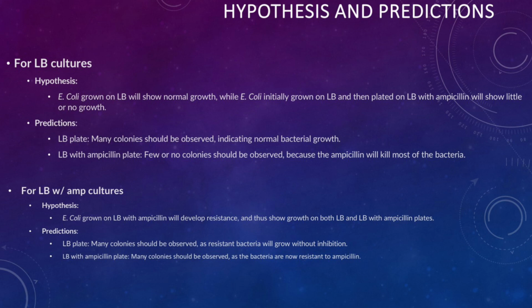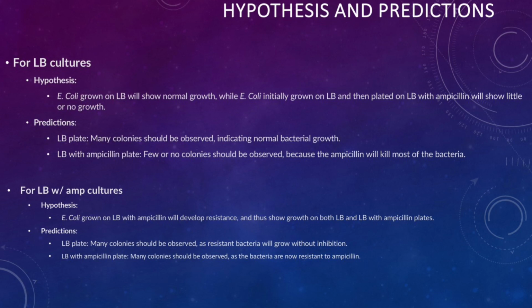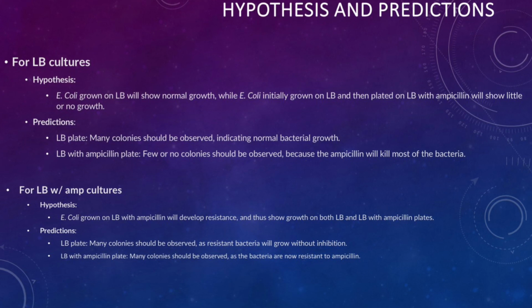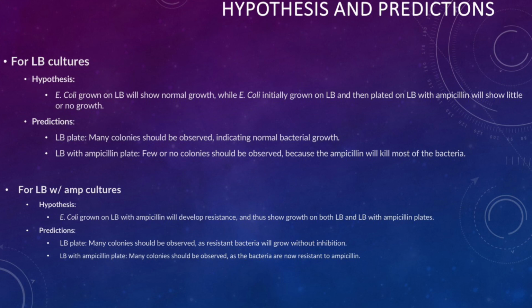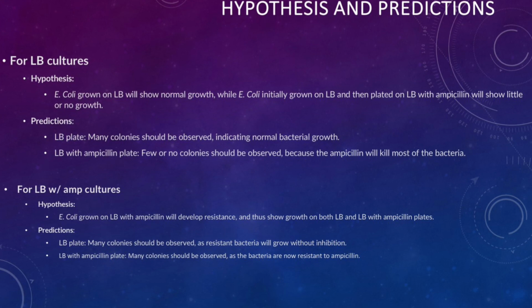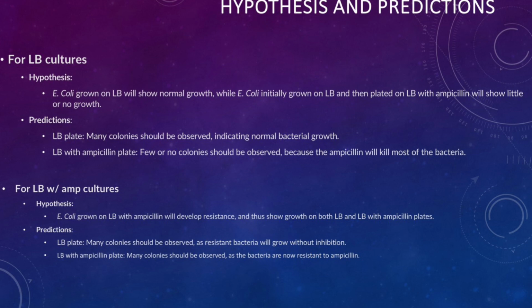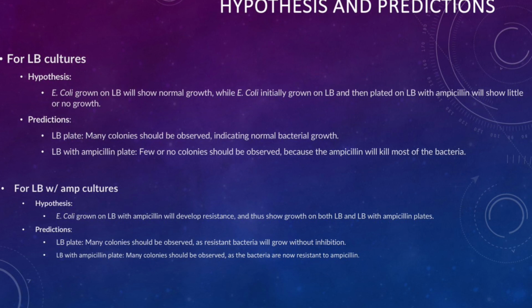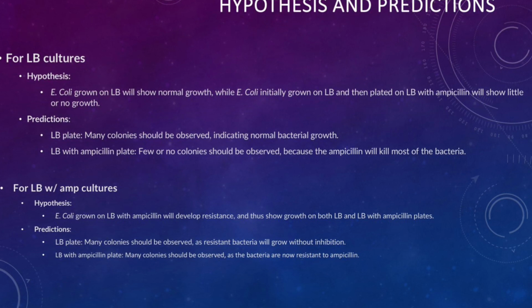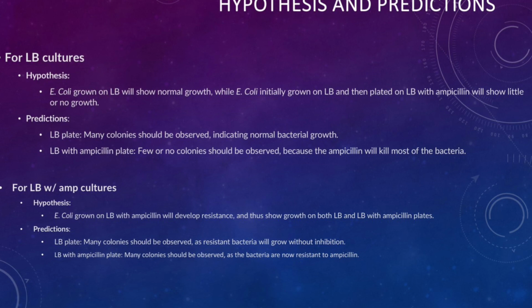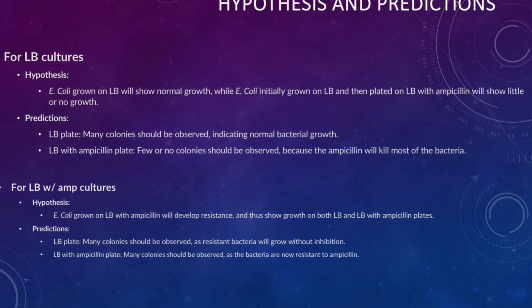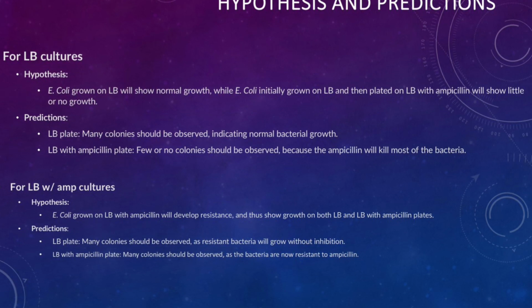For LB with ampicillin cultures, the hypothesis was that E. coli grown on LB with ampicillin will develop resistance and thus show growth on both the LB and the LB with ampicillin plates. Our predictions are that the LB plate will have many colonies and the resistant bacteria will grow without inhibition. The LB with ampicillin plates will also have many colonies, as the bacteria are resistant to ampicillin.